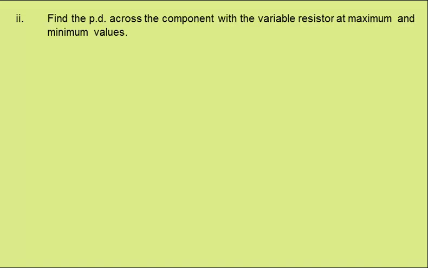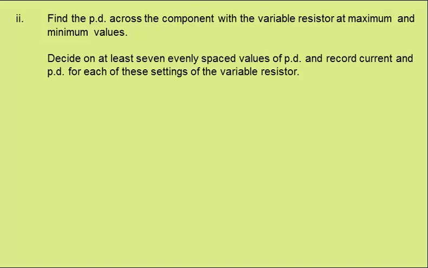In part 2, for the circuit diagram we've drawn, we're to describe a suitable experiment, including the measurements we would take, how we'd use the measurements, and how we'd reach a conclusion. Well, we'd find the potential difference across the component with the variable resistor at maximum and minimum values. We could then decide on at least 7 evenly spaced values of potential difference, recording the current and potential difference for these settings of the variable resistor.